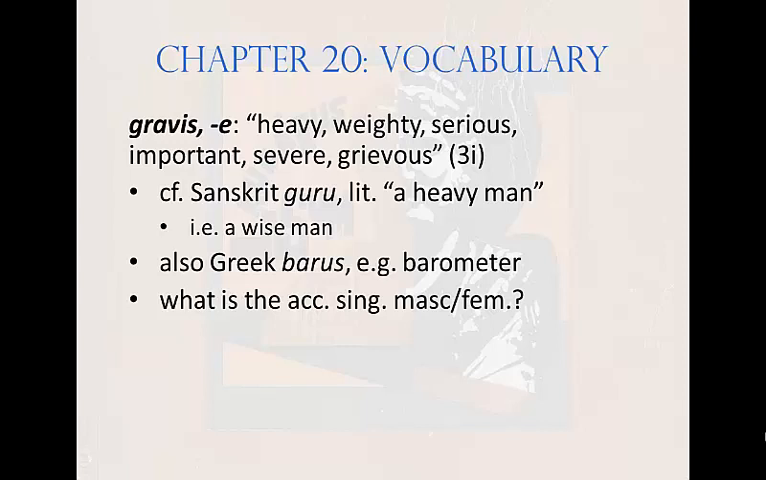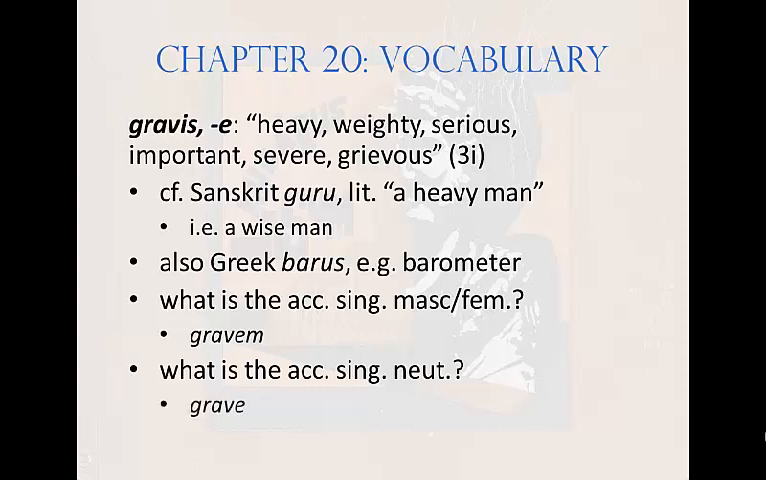What would be the accusative singular, masculine and feminine, of gravis? Good. Gravem. And what would be the accusative singular, neuter? That's right, neuter nominatives and accusatives are always the same, so it must be grave.